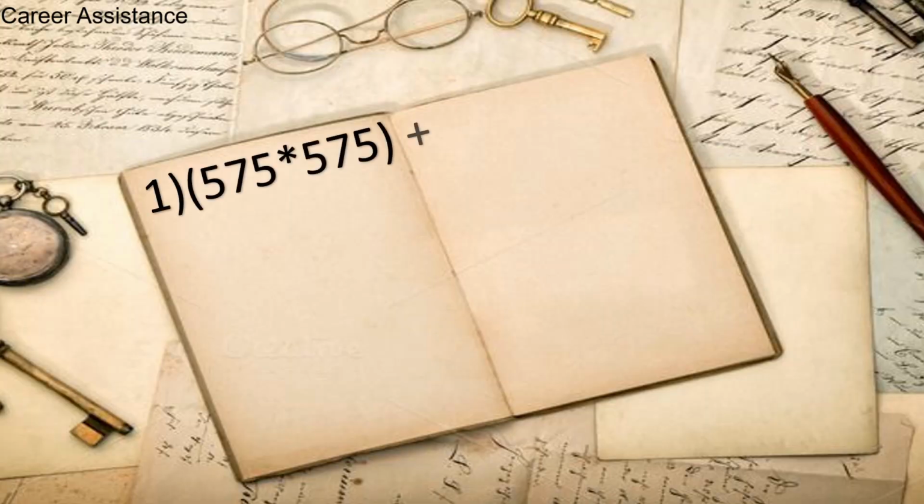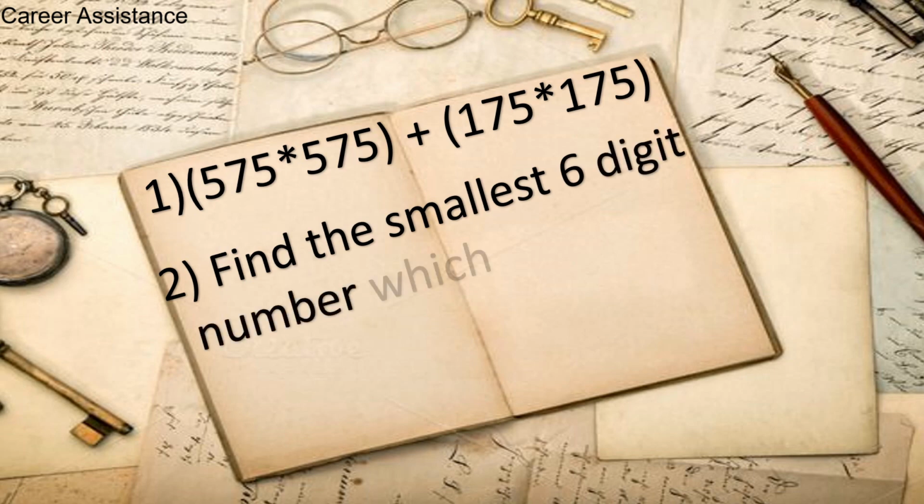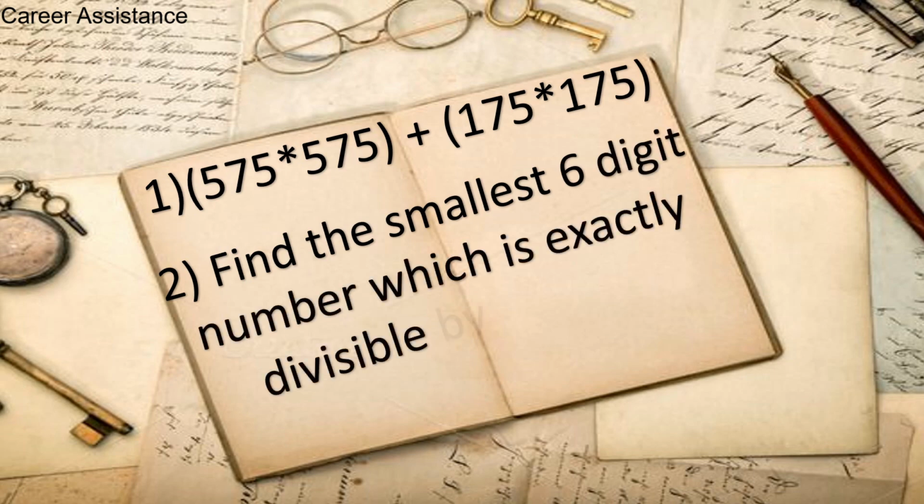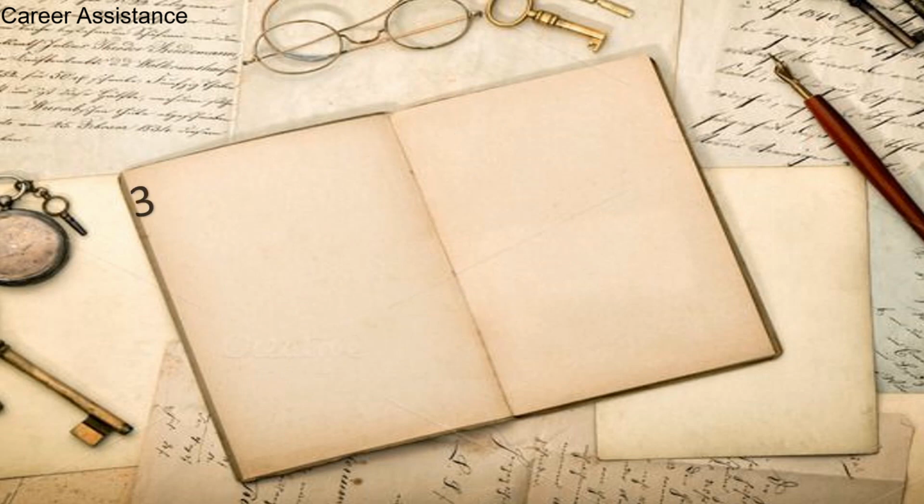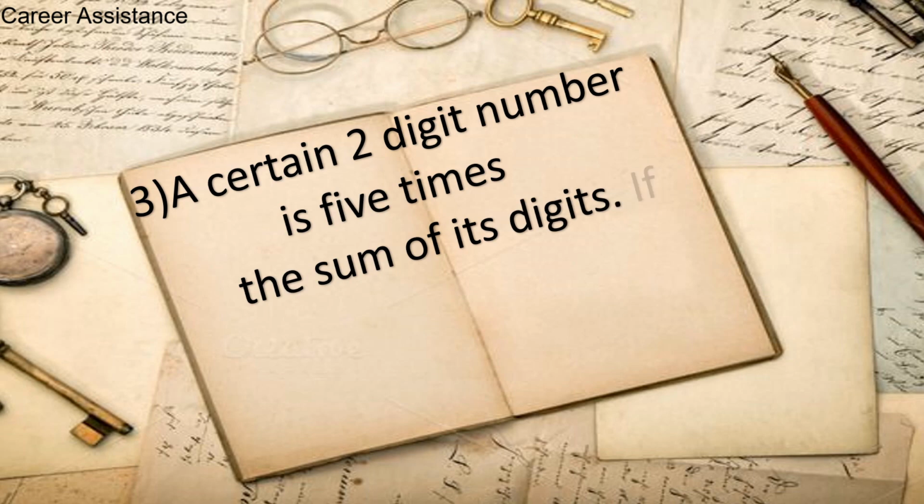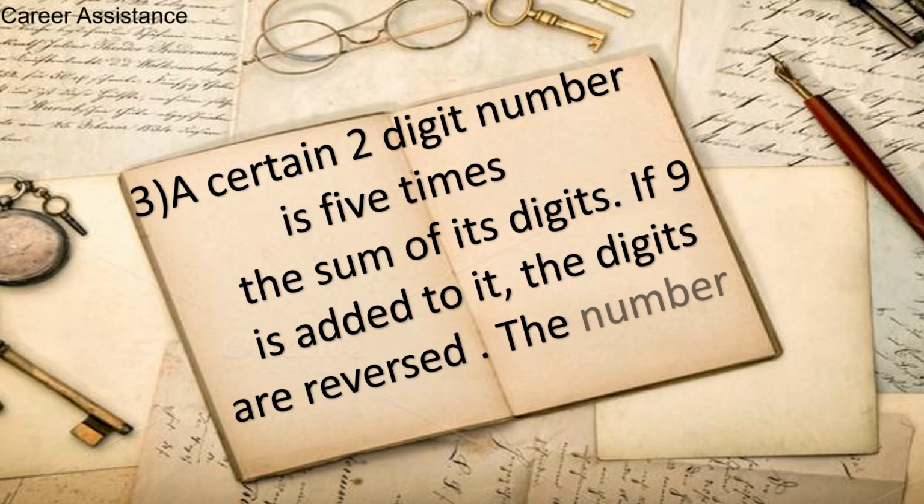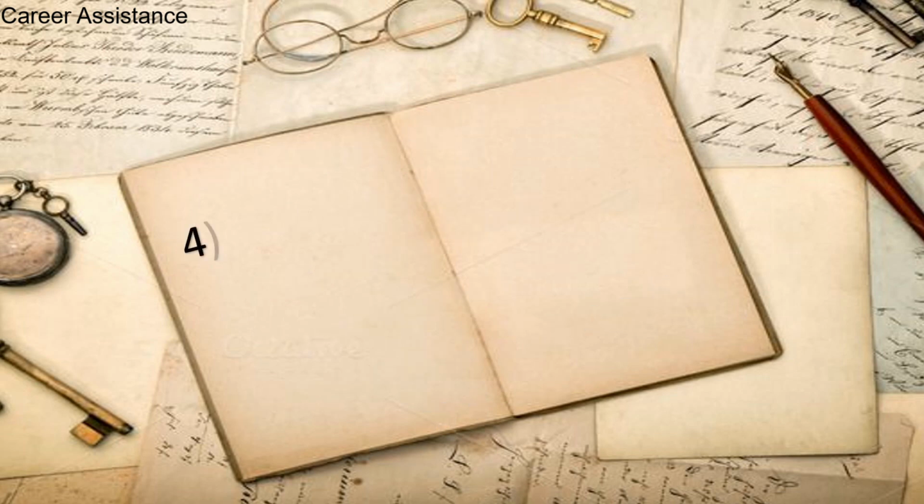The first one is 575 into 575 plus 175 into 175. You need to simplify that one. The second one is to find the smallest 6-digit number which is exactly divisible by 111. You need to find that number. And the third one: a certain 2-digit number is 5 times the sum of its digits. If 9 is added to it, the digits are reversed. What is that number? We need to find that number.